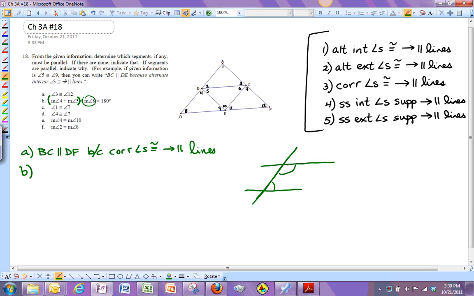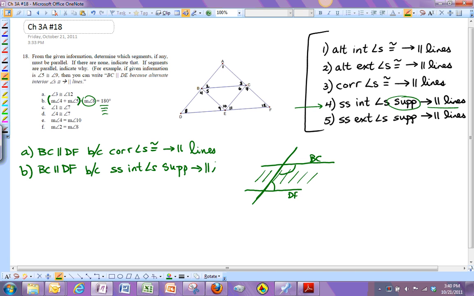they're on the same side of the transversal and they're interior because they're in between my parallel lines. So they're same side interior. If they're supplementary, then I get parallel lines, and they are because they equal 180 here. So in this case, BC is parallel to DF because this one's BC here and this one's DF here. So BC is parallel to DF because same side interior angles that are supplementary give parallel lines.